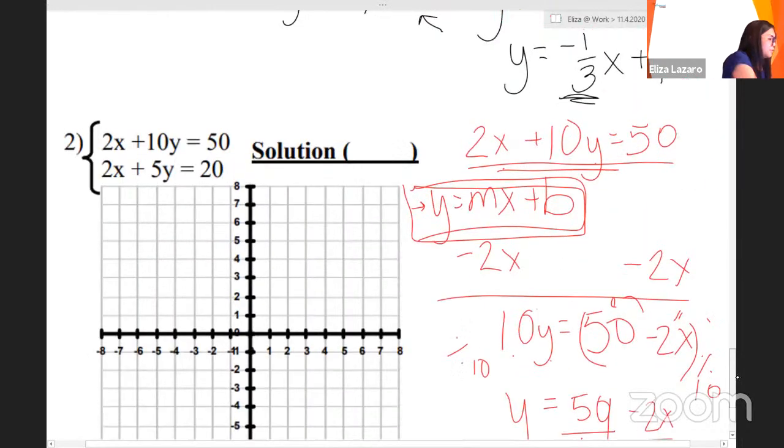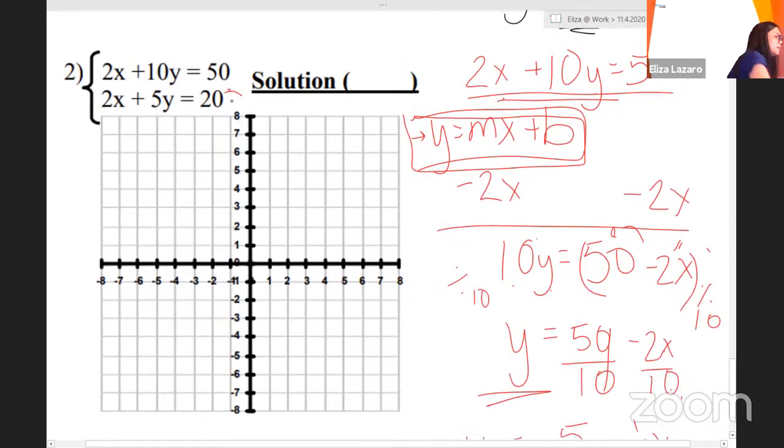And then we're going to want to do the same thing to the second one, because I personally, looking at it, can't really figure out how to graph that without changing it to slope-intercept form. Hope you guys are still there.